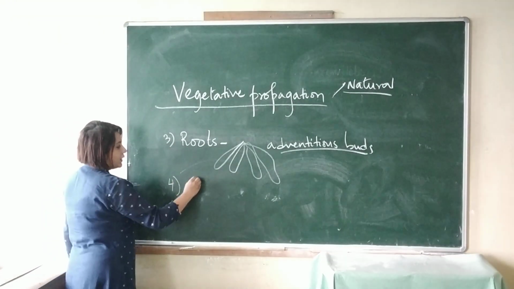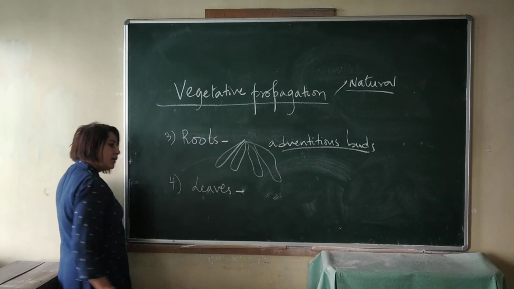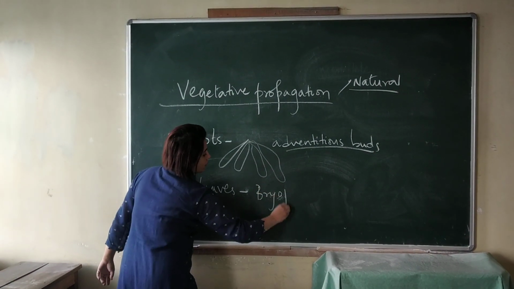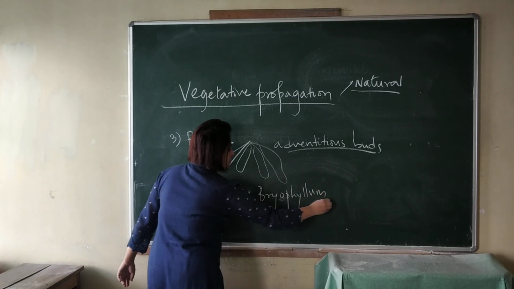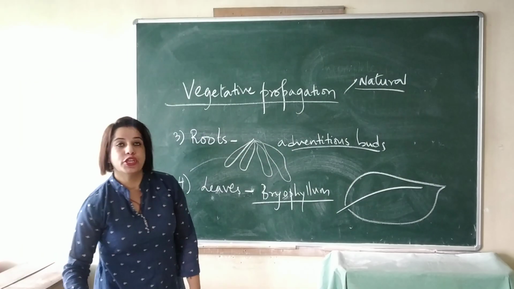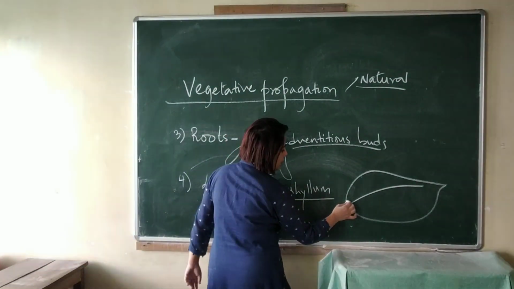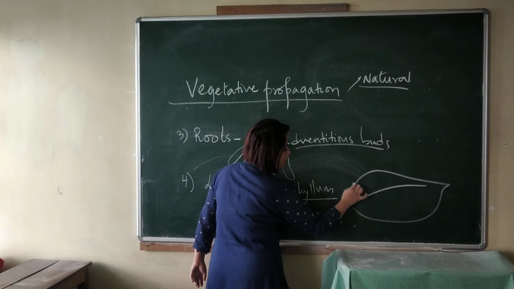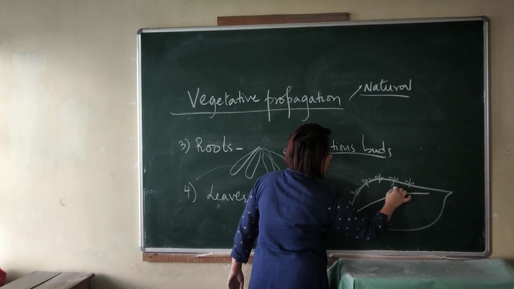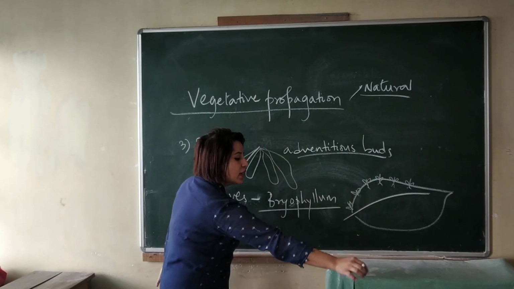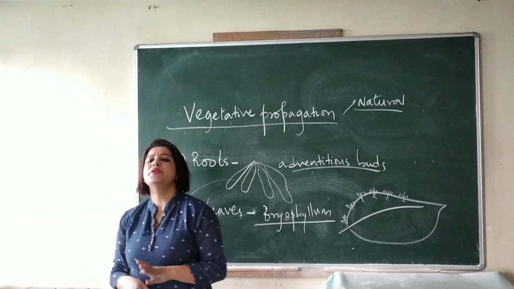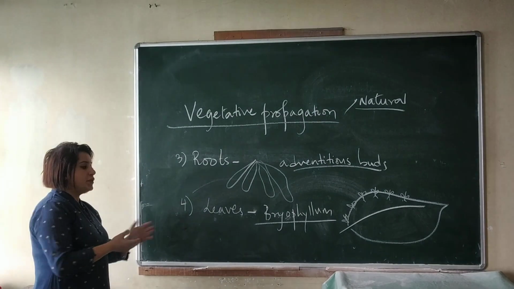The last one is by using leaves. We had done this in class 6, if you all remember, bryophyllum. This is a plant in which the leaf produces new plants. On the margin of the leaf, you will find small plantlets growing. If you just take one of the plantlets and sow it, it produces a new bryophyllum plant. Another example is begonia, which is quite common in the hills. So they reproduce through the leaves.